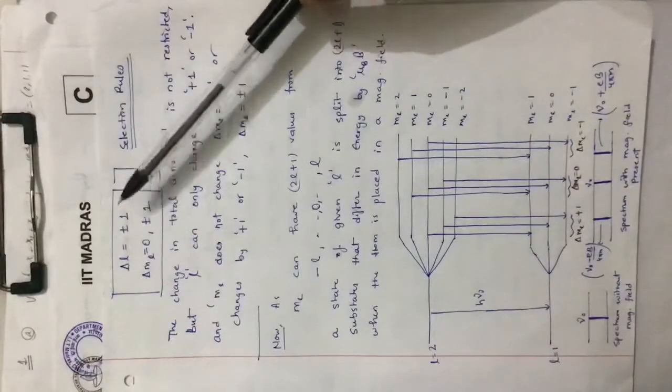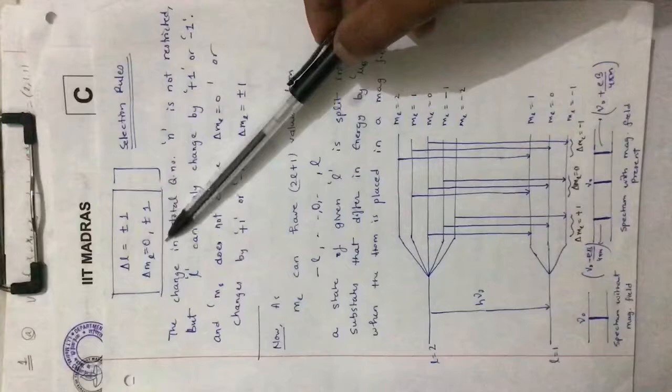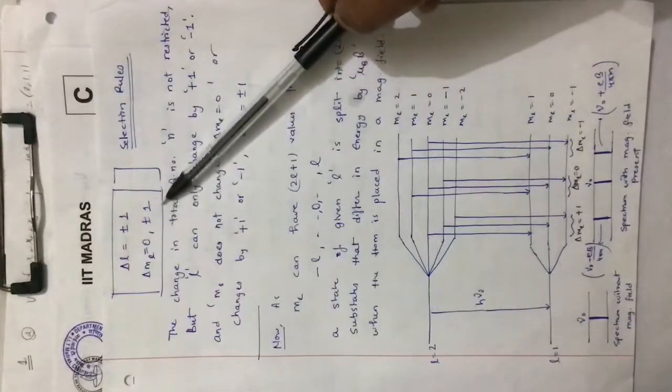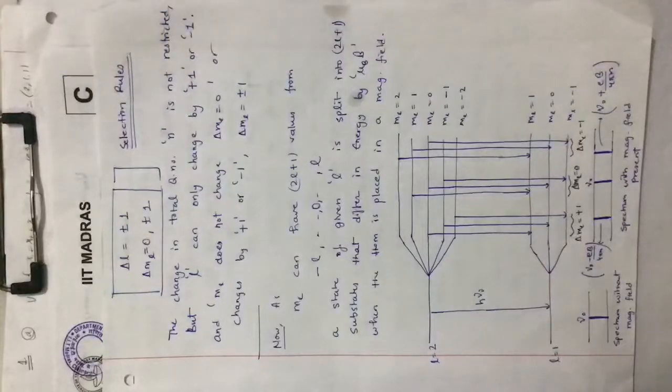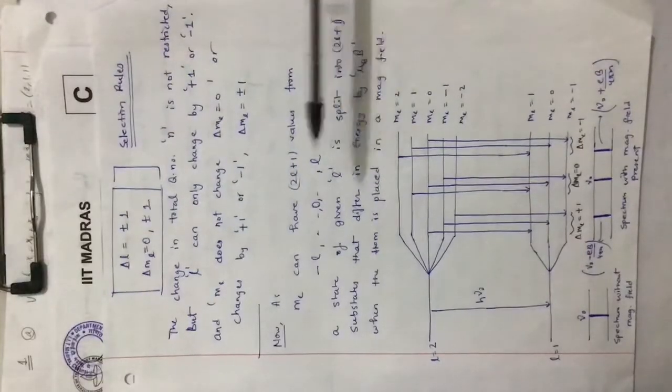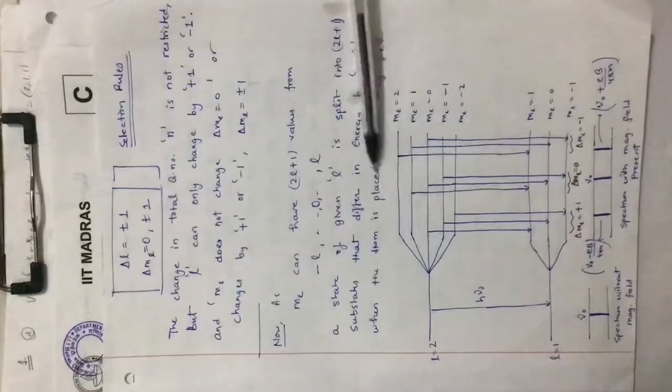And similarly, Δm_l can be 0 or only plus minus 1. This cannot be plus minus 2, plus minus 3, or something like this. And we will see this, okay? The Zeeman effect splitting, we will see this.